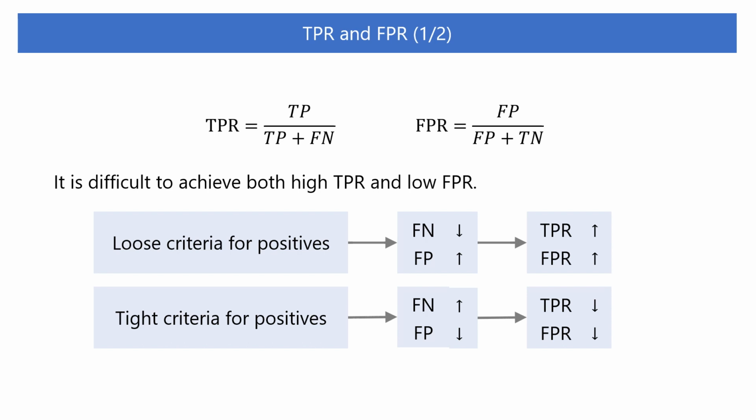Why? If the model loosens the criteria for classifying a data point as positive, false negatives will decrease, and thus TPR will be higher. However, false positives will increase, and therefore the FPR will be higher. Conversely, if the model tightens the criteria for classifying a data point as positive, false positives would decrease, and thus FPR would decrease. However, TPR would be lower because false negatives would increase.